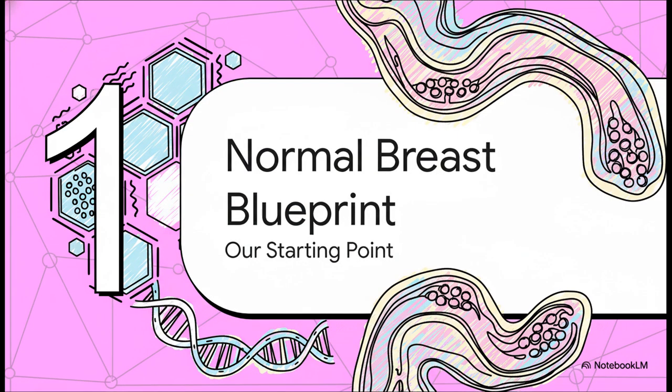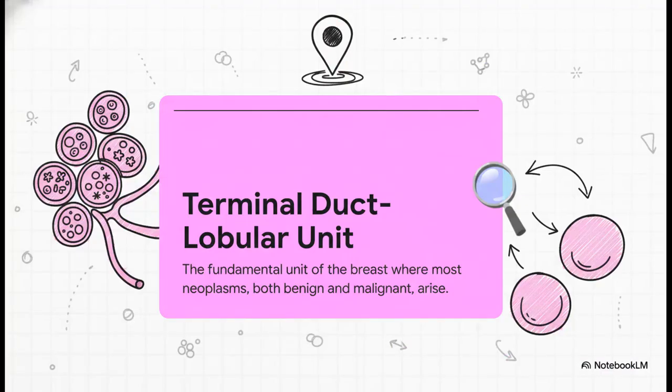To understand anything that's gone a little bit off, we first have to get a rock-solid handle on the original blueprint. So what does normal breast tissue actually look like when you zoom way, way in? Everything, and I mean everything, starts right here in what's called the terminal duct lobular unit, or TDLU for short. You can just think of this as ground zero. It's the little neighborhood in the breast where all the action happens, and crucially, it's where pretty much all growths, good or bad, get their start.